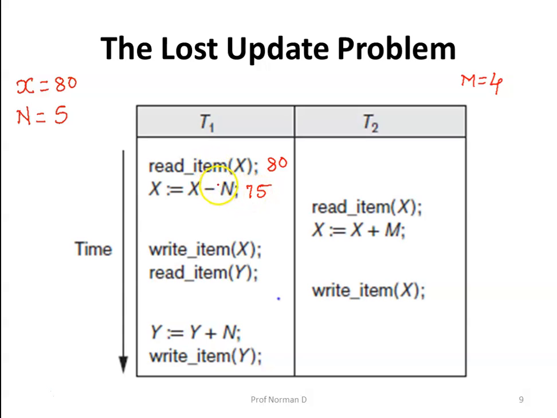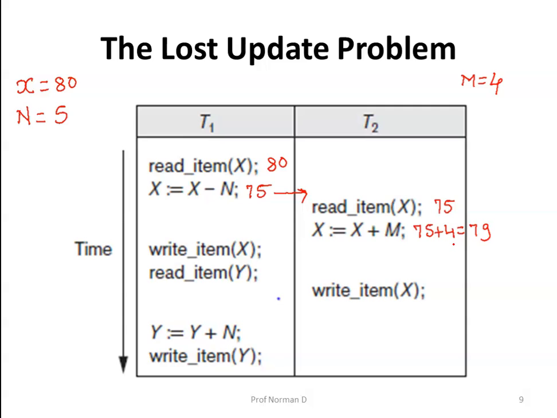Now after the execution of these two operations, the control moves to transaction T2. It reads the value of item X. So now what should be the value of X here? According to our logic, the value of X should have been 75. And then we are updating the value of X. So 75 plus 4 gives us 79.